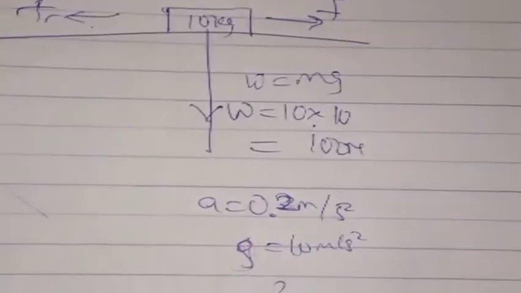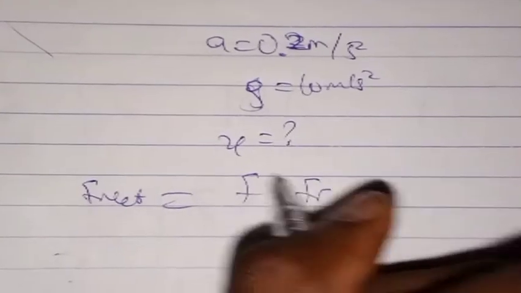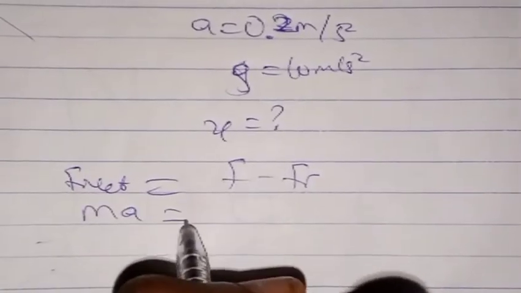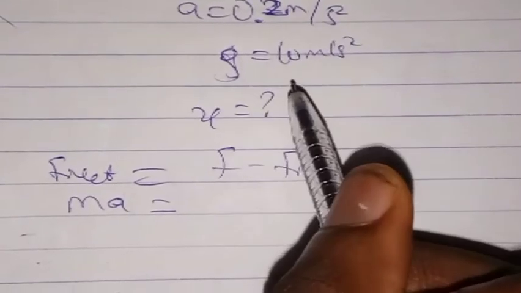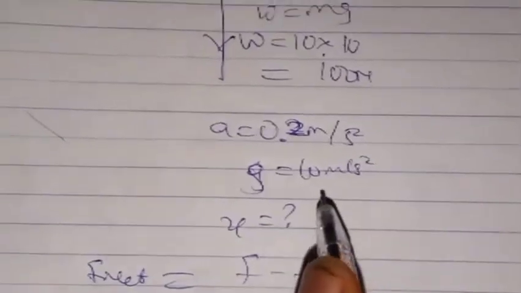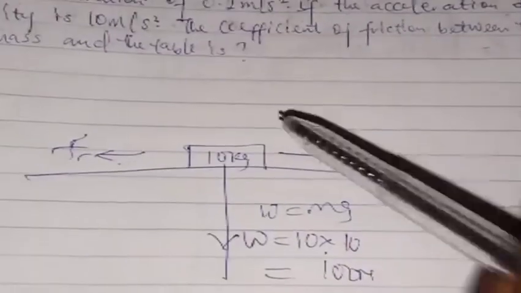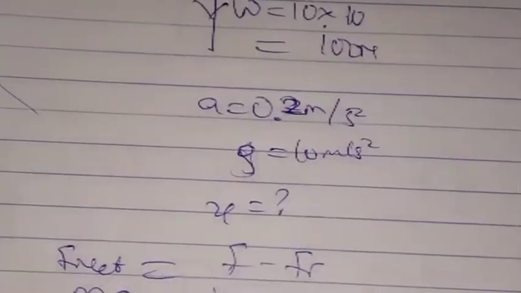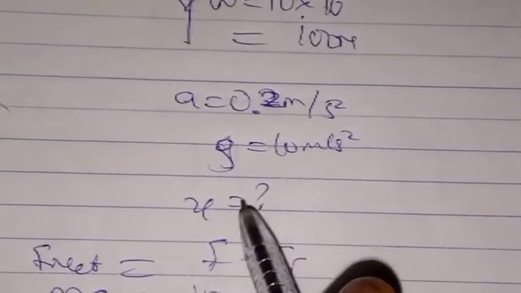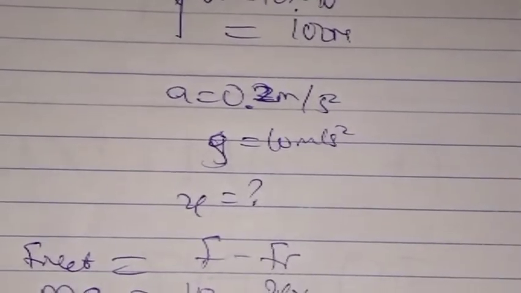So net force is equal to F minus frictional force. What's your net force? ma is equal to what's F? F is what? Our F is 100. No, let's check the question. Yes, this is it. A force of 10 newton. So our F is 10 newton. So F, 10, minus what's frictional force? Frictional force is what? mu R. What's mu? mu times. What's R?